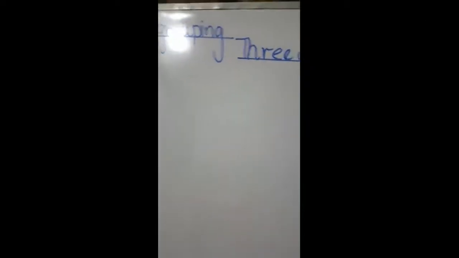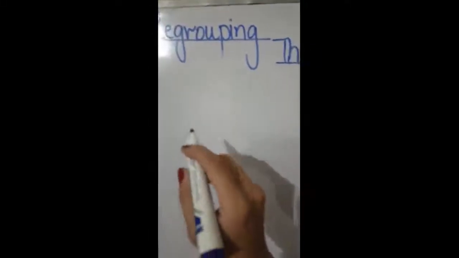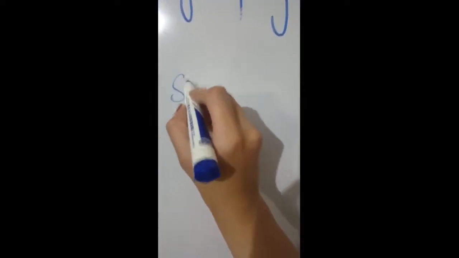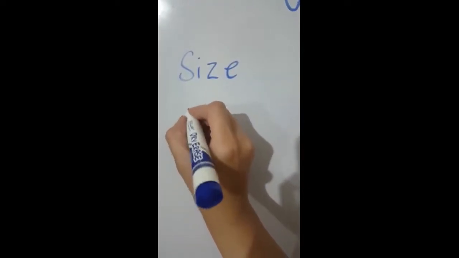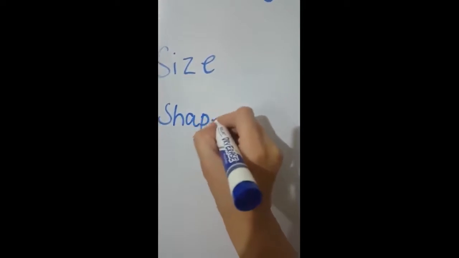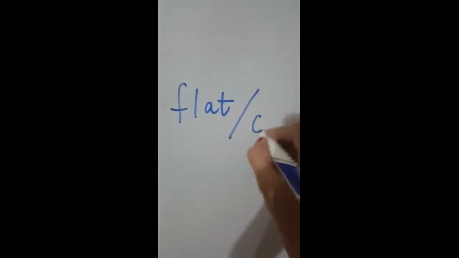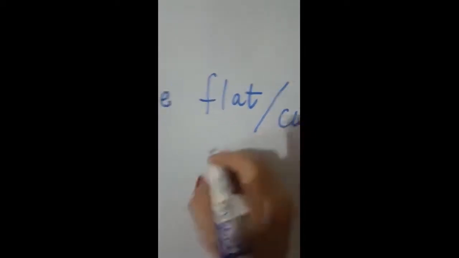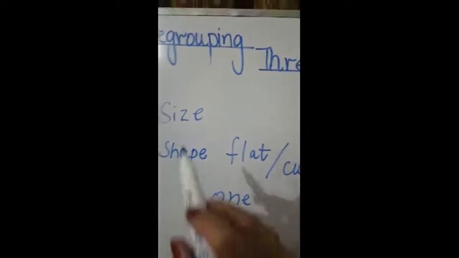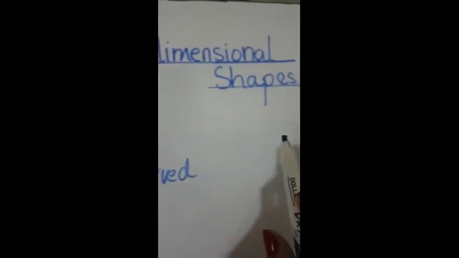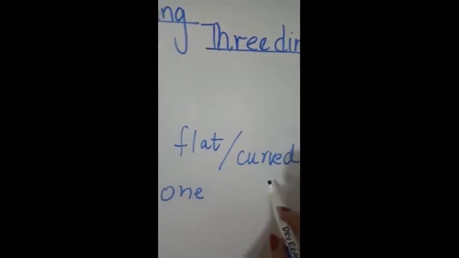Now I will tell you about regrouping three-dimensional shapes. We can regroup shapes by size, by shape, whether it is flat or curved, or it may be cone. So we can regroup three-dimensional shapes by size and by their shapes: flat, curved and cone.